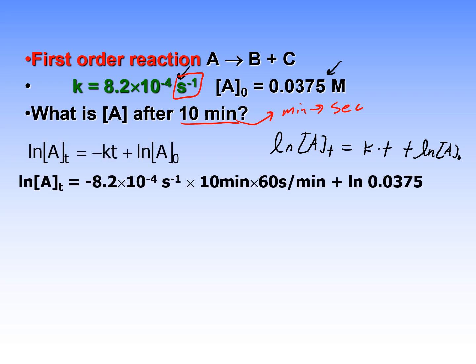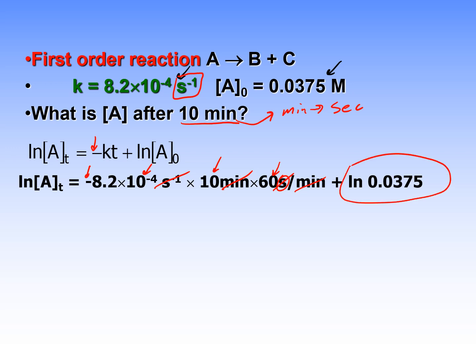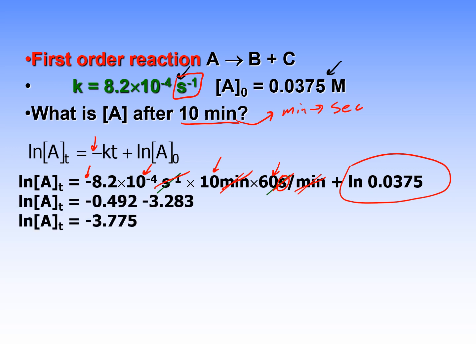I'm going to do it all at once in this slide. So we have k, times -1 because that's part of the equation. And we have 10 minutes. I'm multiplying by 60 seconds per minute here to change it from minutes to seconds. So the seconds, you can see, cancel. And then we're taking the natural log of this. All of this gives me this, which gives me this.